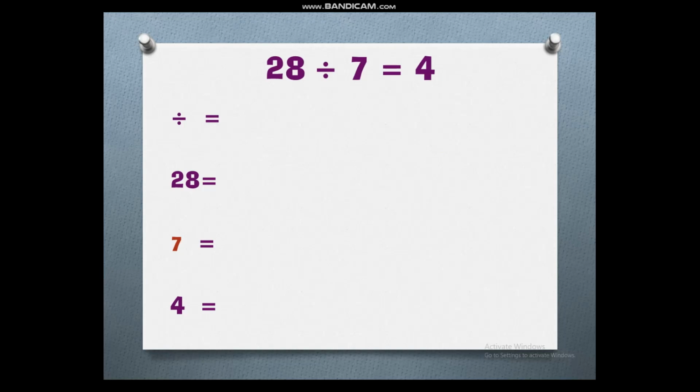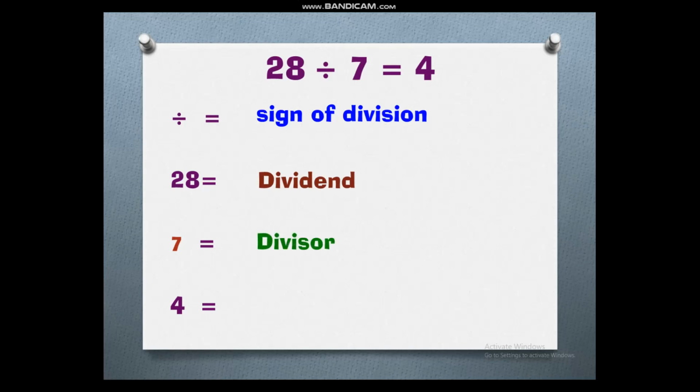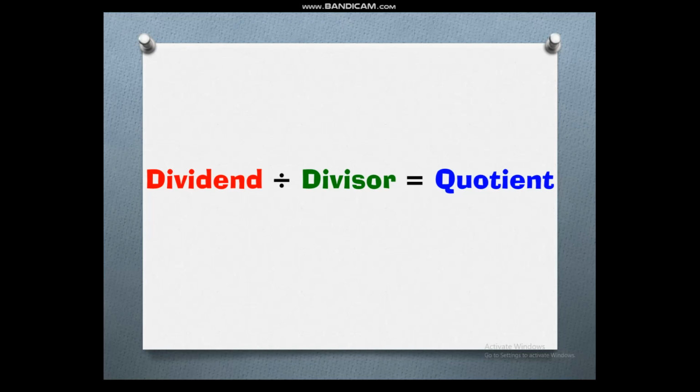This is 28 divided by 7, and the answer we get is 4. Now this sign is sign of division, then 28 is dividend, because this is the biggest number which is being divided, and the next number is 7, and this is divisor, and the answer is 4, and this is called quotient. Now you must be clear that dividend is divided by divisor, and the answer that we get is called quotient.